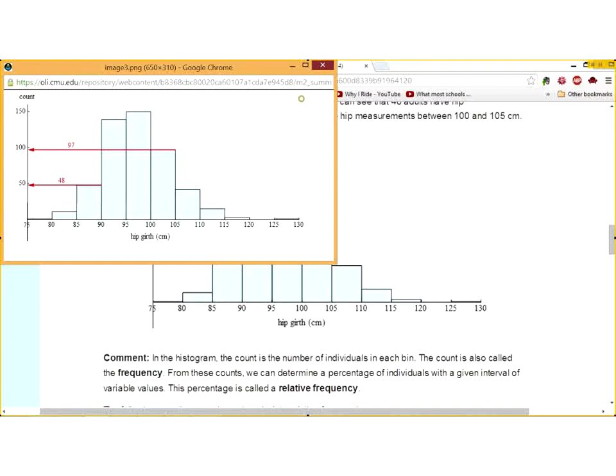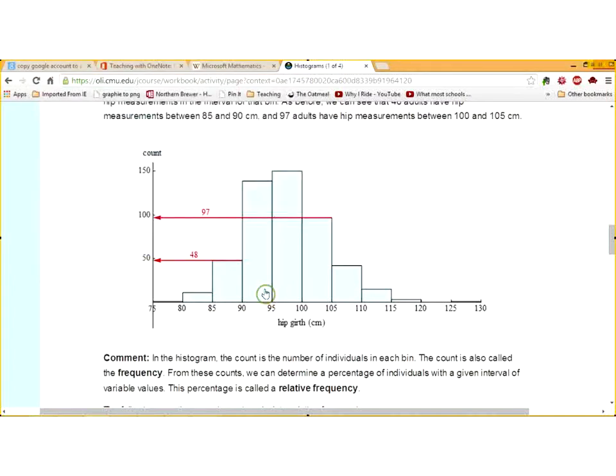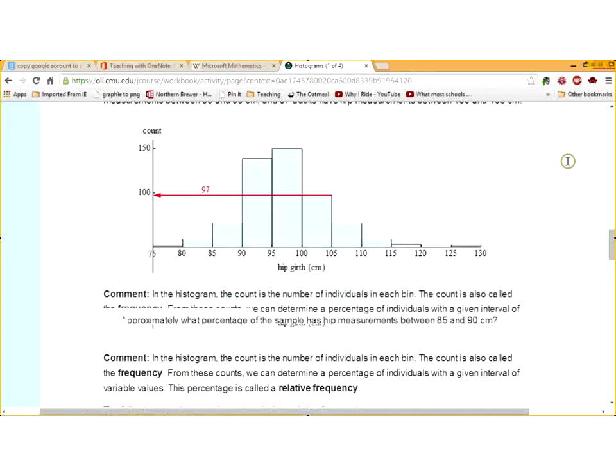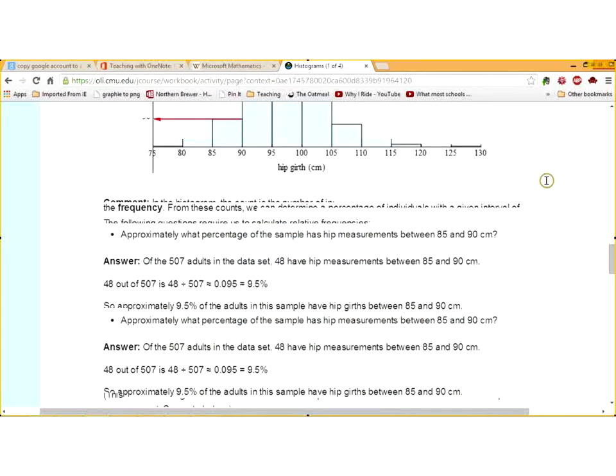I've got to pop up to do that. And so we might say typically the spread generally is from 75 to 120. There was one outlier who was above 125. Typical values, you might say, range from 90 to 105, or even from 85 to 110. Again, at this point, it's kind of a judgment call. All right.